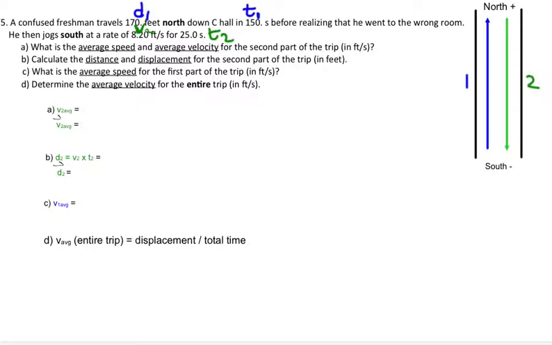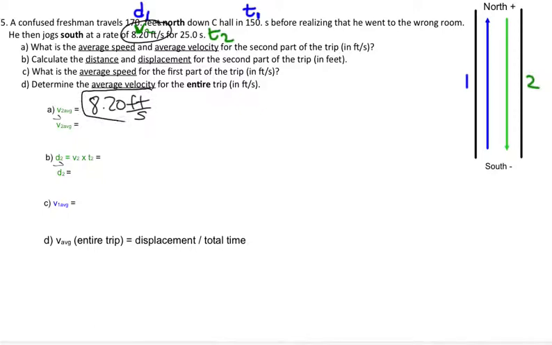All right, part A, what is the average speed and average velocity for the second part of the trip? Well, this isn't a calculation, it's more of a conceptual thing. The average speed is provided. It is 8.2 feet per second.